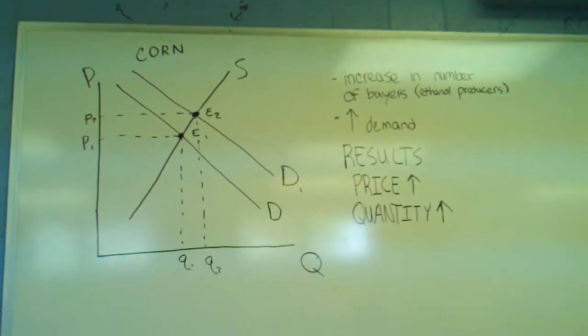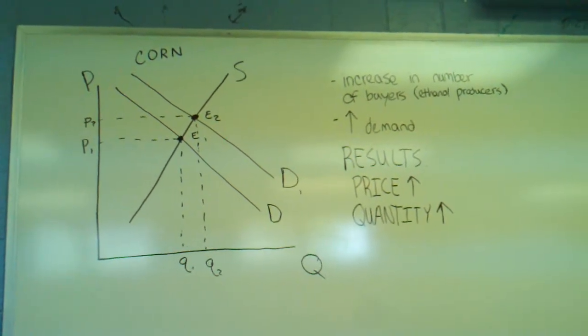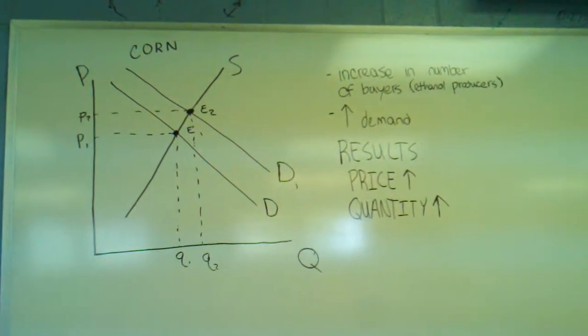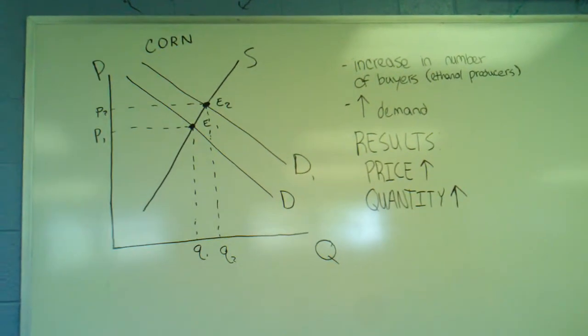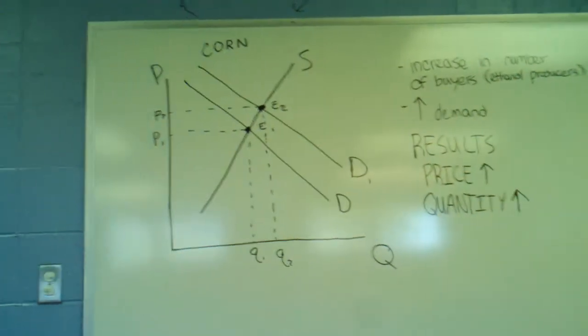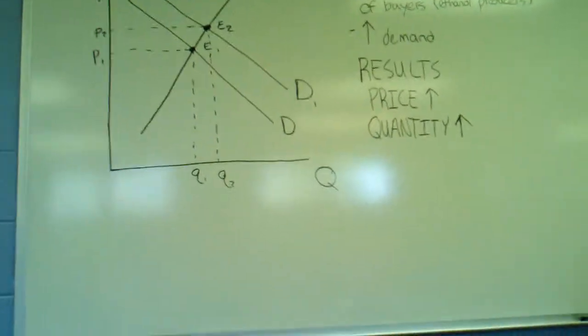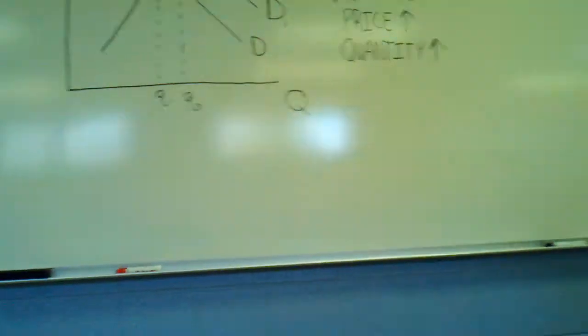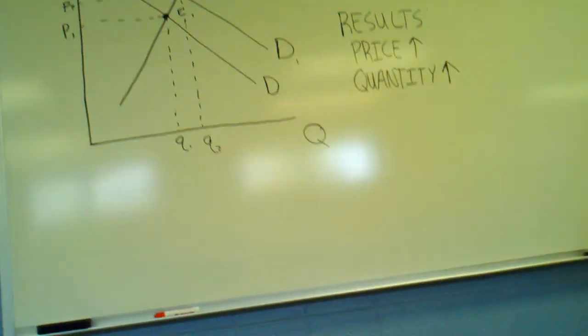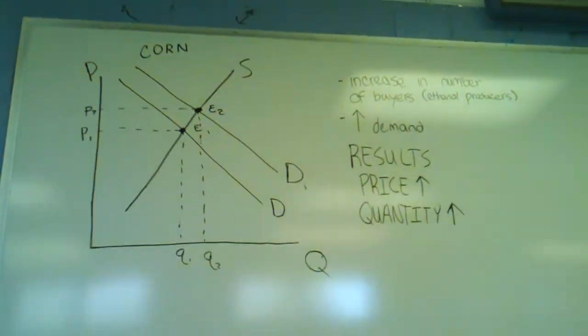And then we said, what happens in the market for corn if we institute an ethanol policy? In other words, we're going to use corn for something new, something we weren't using it for before. Well, that's going to increase the number of buyers. So that shifts the demand curve and increases demand from D to D1. And that drove up the price of corn and it increased the quantity of corn.